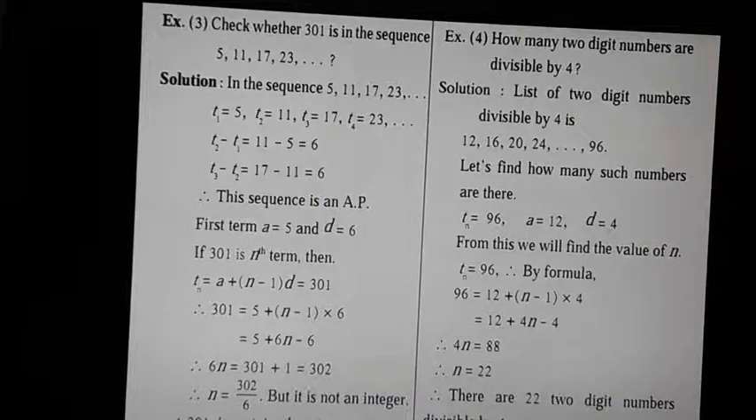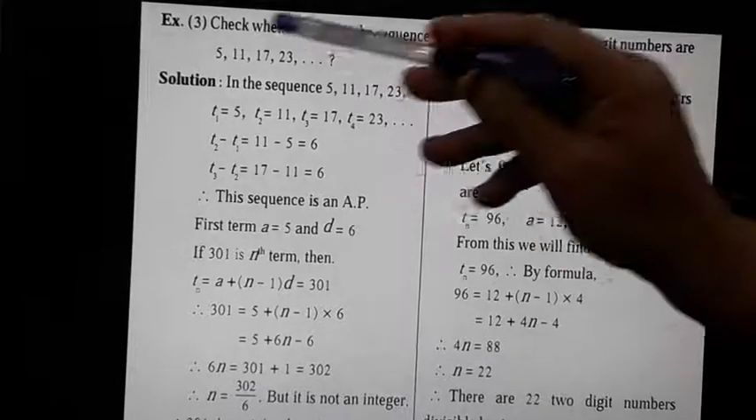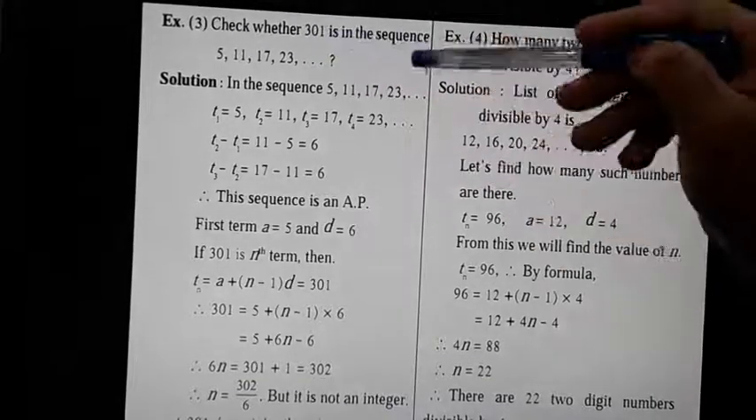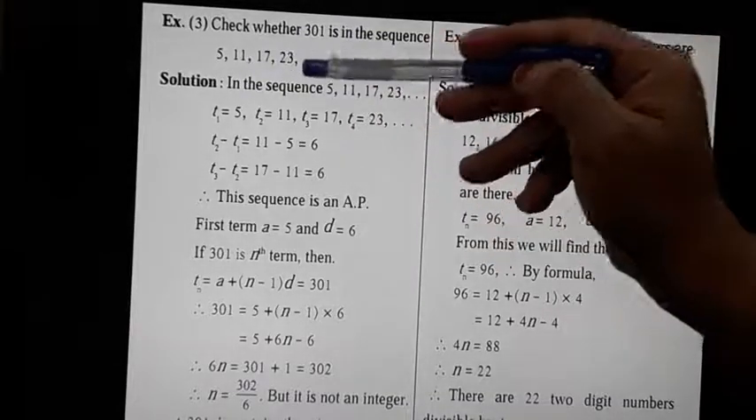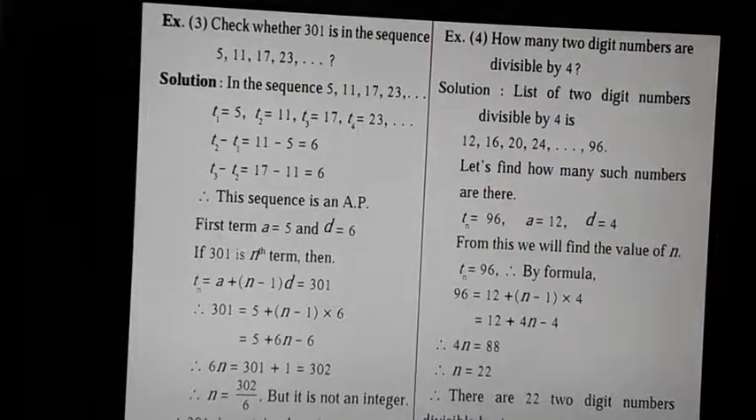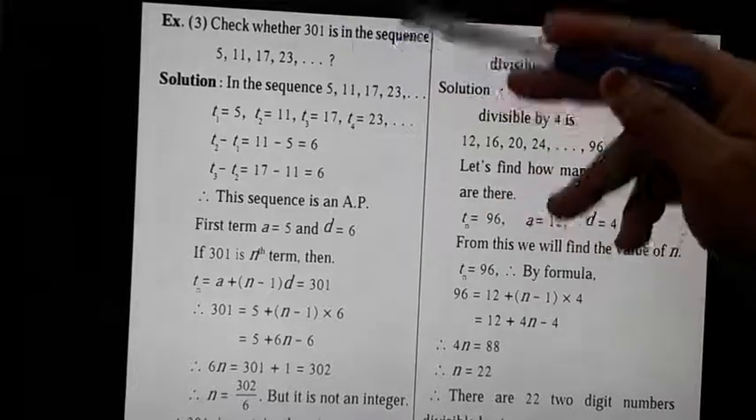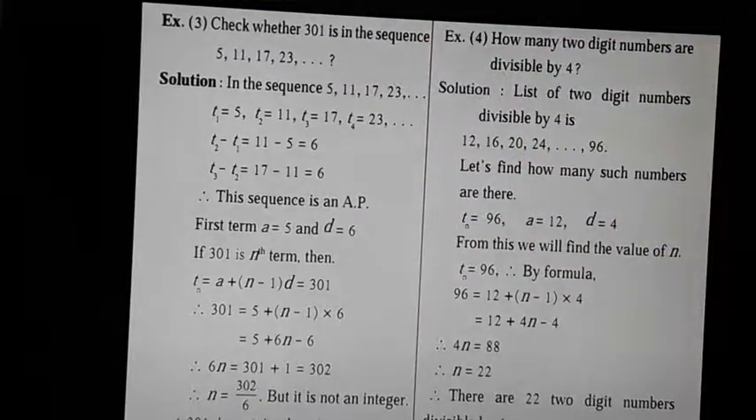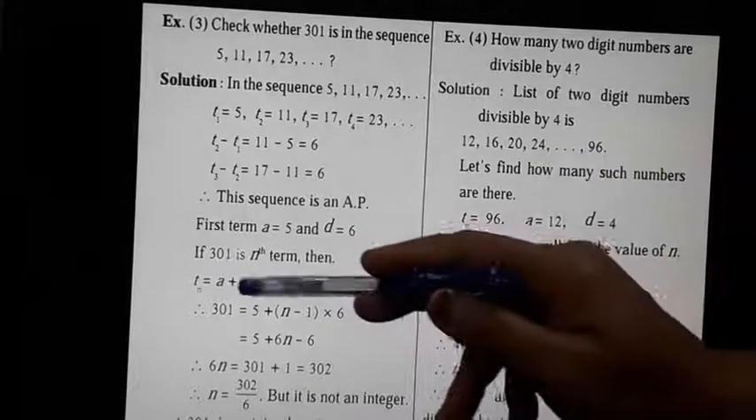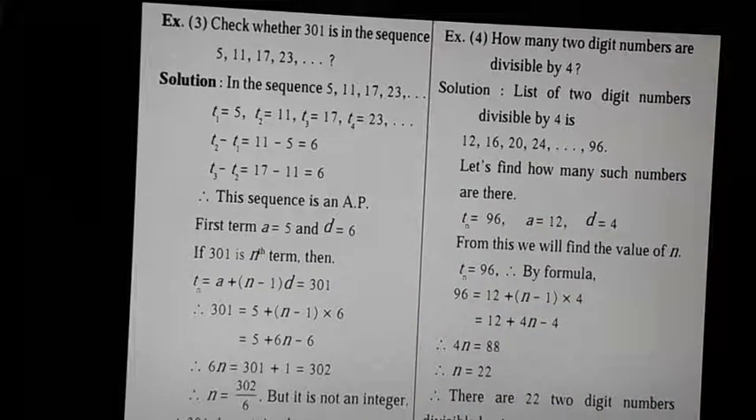Now here on your screen some different types of questions are given. What is that question? Check whether 301 is in the sequence 5, 11, 17, 23. Now you have to sort out whether 301 is in the sequence given here or not. So how will you solve? You have to make use of the same formula, T of N is equal to A plus N minus 1 into D. But now see how to solve.